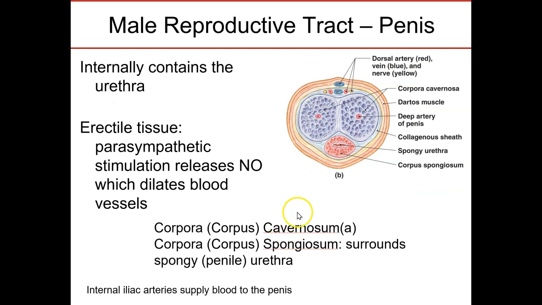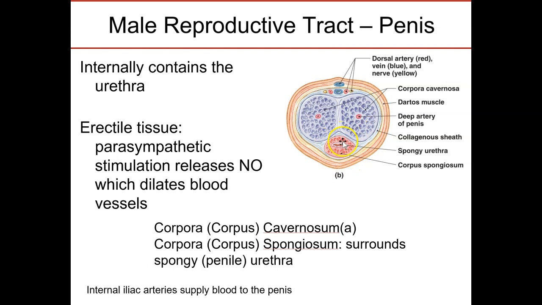If we were to look inside the penis, this is kind of a silly photo, but you can see the purple area here and the red. We do have the urethra inside, but we have special erectile tissue. And so the tissue is under control of the parasympathetic division. When the parasympathetic division is activated, it releases nitric oxide, which is a vasodilator. So more blood flows to the penis, and you can see this tissue looks kind of sponge-like. And so we have what's called the corpora or corpus cavernosum, or you can call it cavernosa. These are the larger pieces of it here. And then we have the corpora spongiosum, which surrounds the spongy urethra.